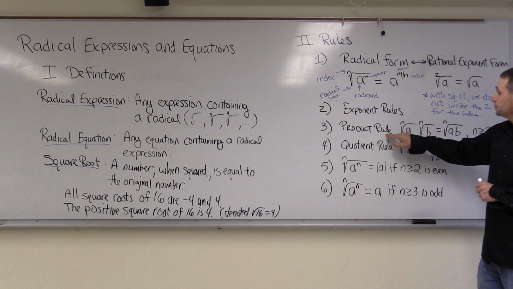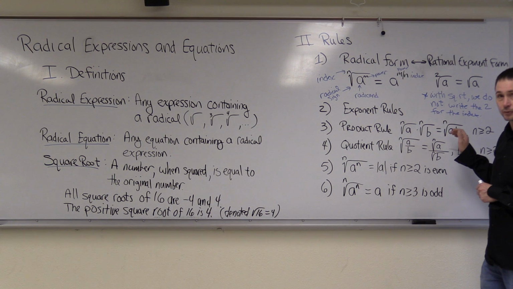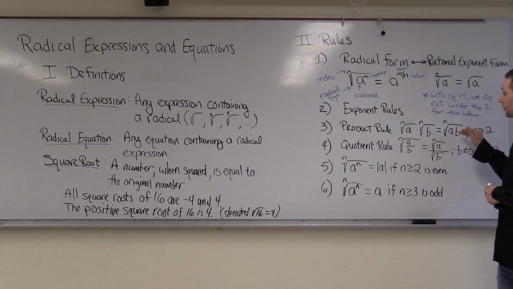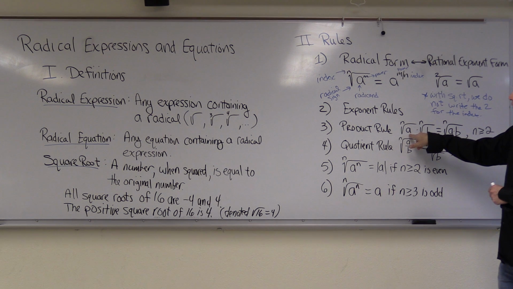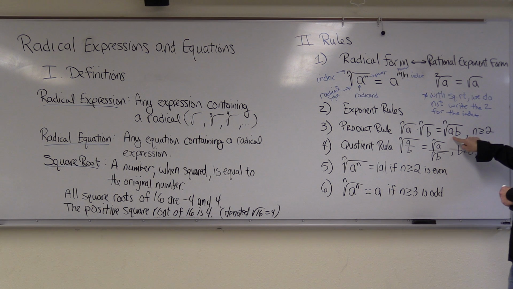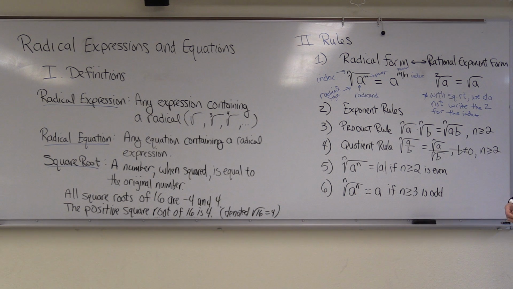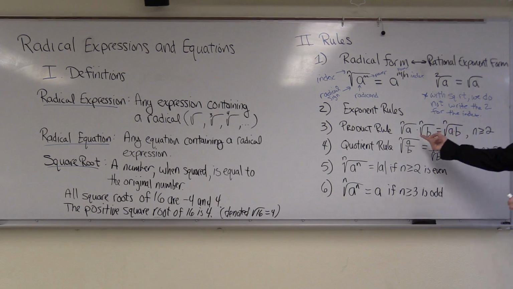The product rule for radicals basically falls from the exponent rules, but we're writing it in radical form. So if you're multiplying two radicals with the same index, then you can multiply them together underneath, as long as n is greater than or equal to 2 and n is an integer. The index will always be an integer. It's going to be greater than or equal to 2 because it doesn't make sense to start with 1. And that's something that we're going to use to help us multiply and simplify these things.